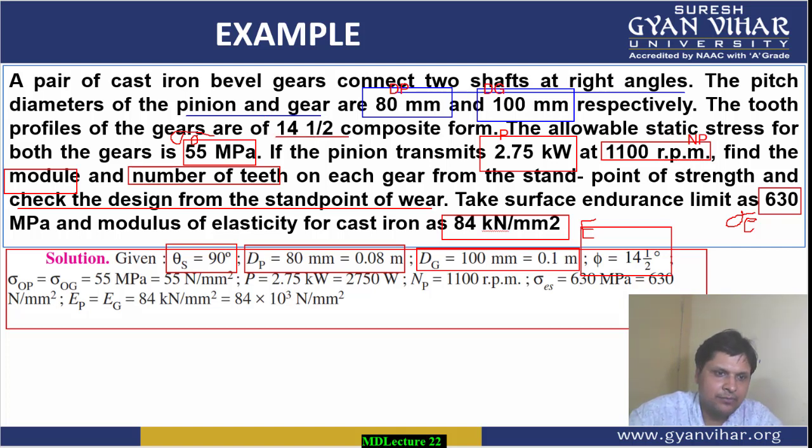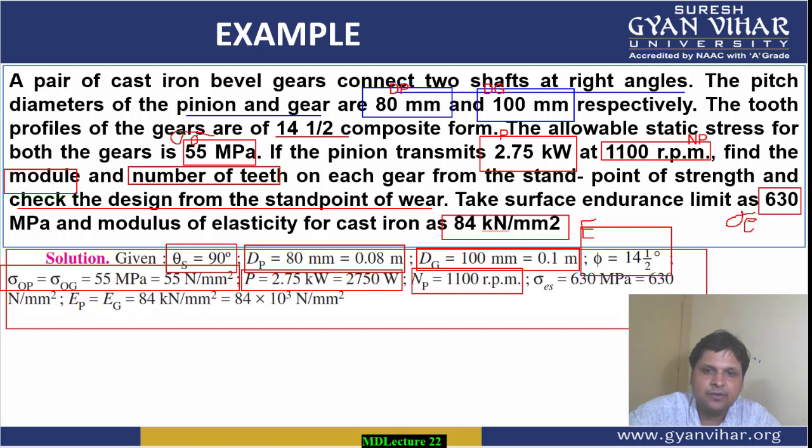Then we have been provided with the allowable static stress, sigma OP and sigma OG, which is 55 Newton per mm square. Then we have the power transmitted, 2750 watt. Then the RPM of the pinion is given to us, and we have also been given a surface endurance limit of 630 Newton per mm square. Then the modulus of elasticity, since the material of both the gears is cast iron.